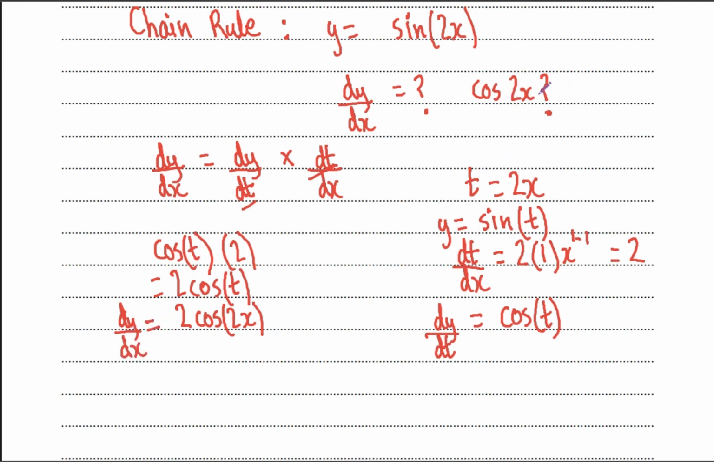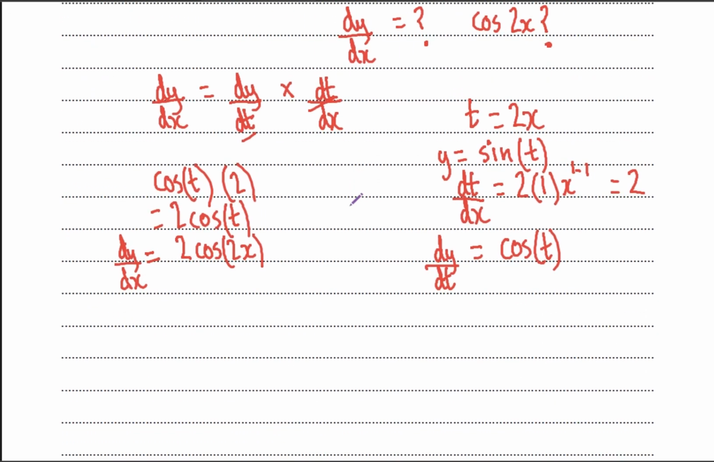We estimated it would be cosine 2x. We didn't know how to do it, and we were pretty close, but this 2 is very different. This 2 cosine 2x is very different from just cos 2x. And the chain rule is so important because let's do a harder function. Let's do y is equal to (4x + 3) to the power of a half. Let's say we have that.